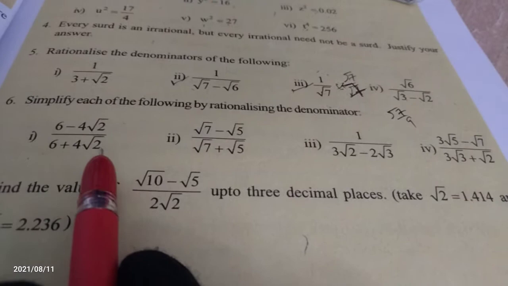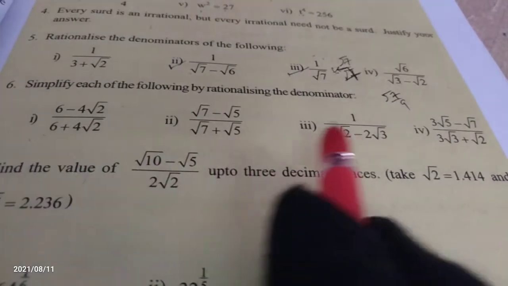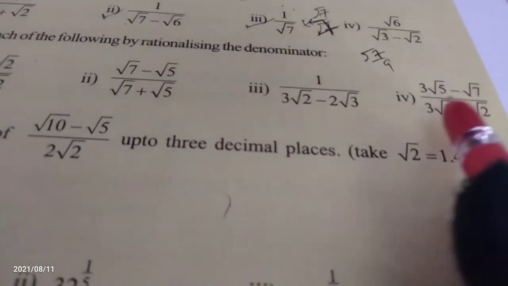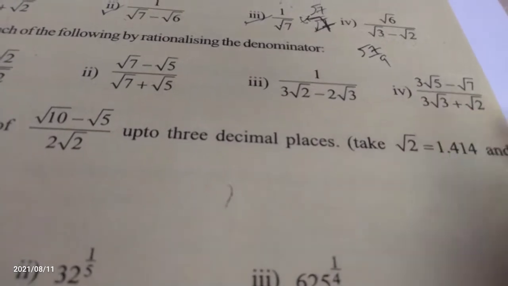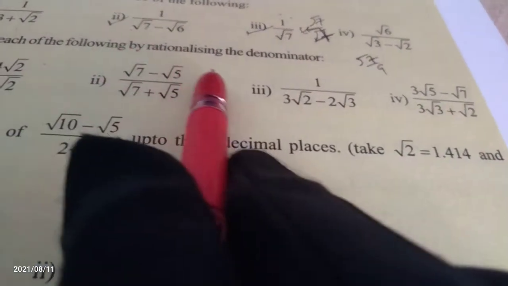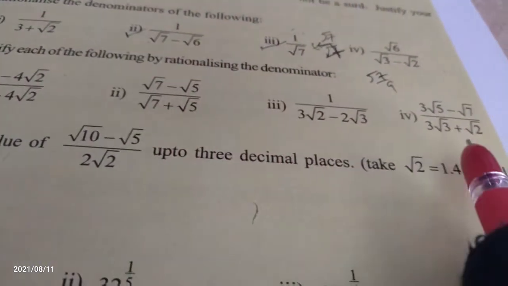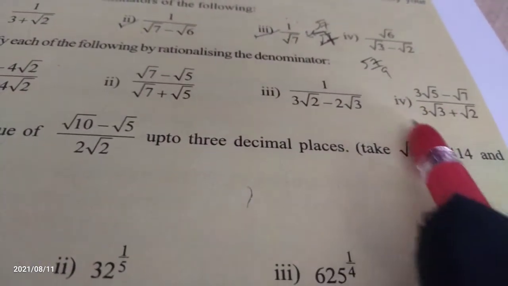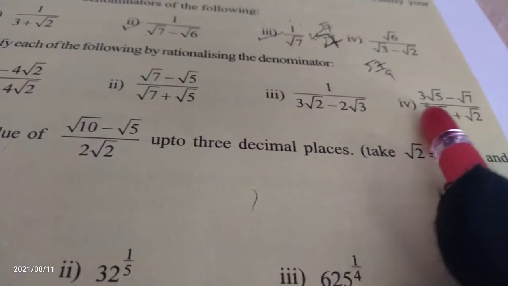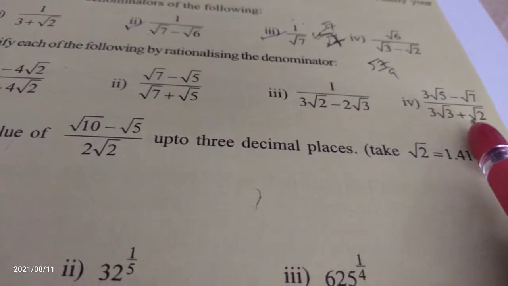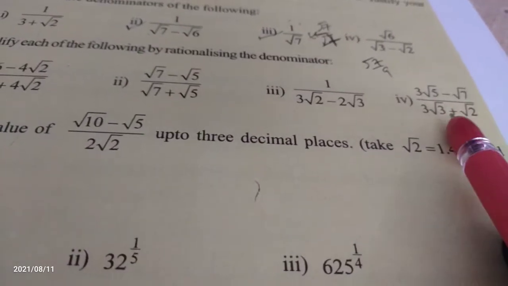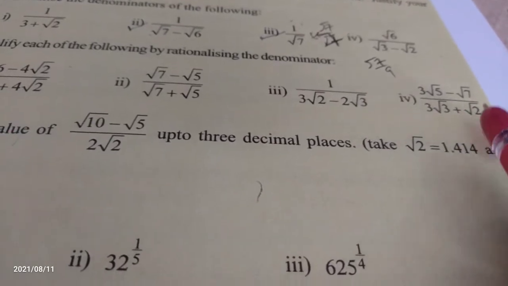In this exercise also we have completed the first, second and third ones. Today we are discussing the fourth one, by rationalizing the denominator. What is meant by rationalizing? We take the denominator, and we have to multiply and divide with the same number but with the opposite sign.